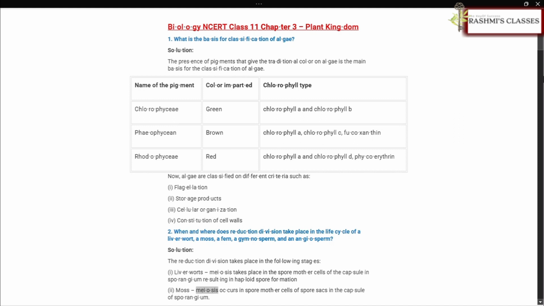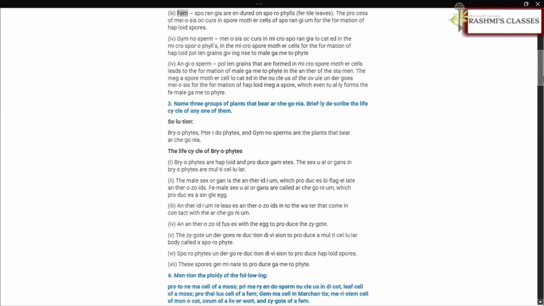2. Moss: meiosis occurs in spore mother cells of spore sacs in the capsule or sporangium. 3. Fern: sporangia are borne on sporophylls, the fertile leaves. The process of meiosis occurs in spore mother cells of sporangium for the formation of haploid spores. 4. Gymnosperm: meiosis occurs in microsporangia located in the microsporophylls, in the microspore mother cells, for the formation of haploid pollen grains giving rise to male gametophyte.